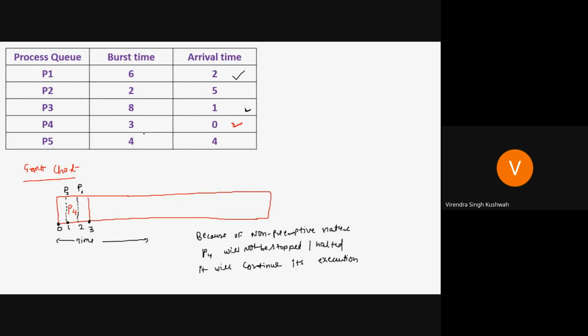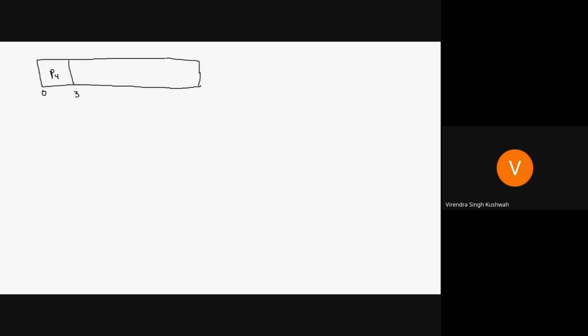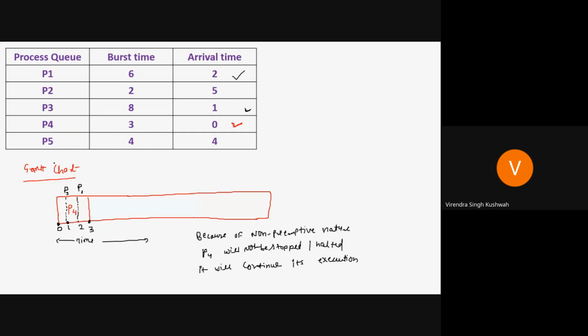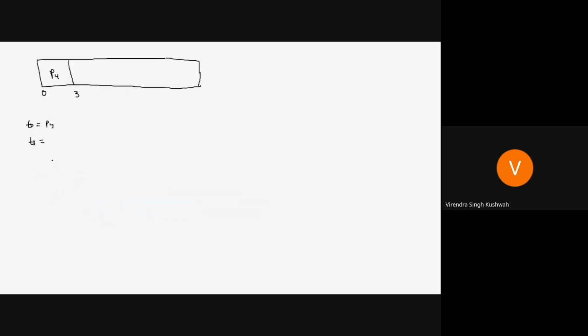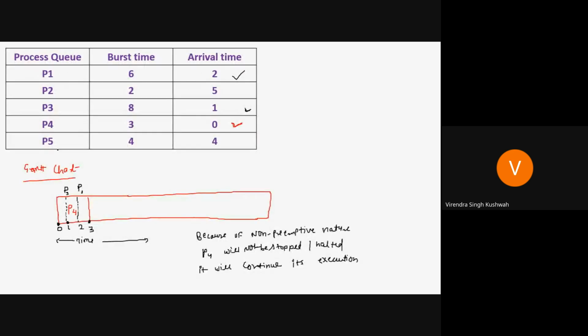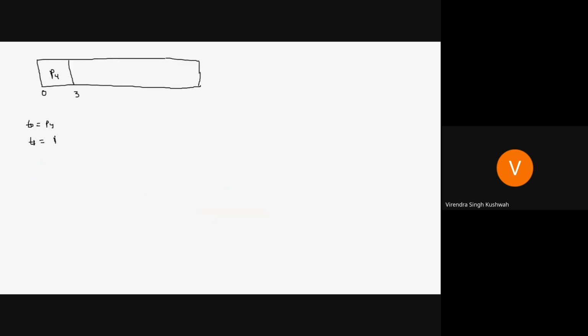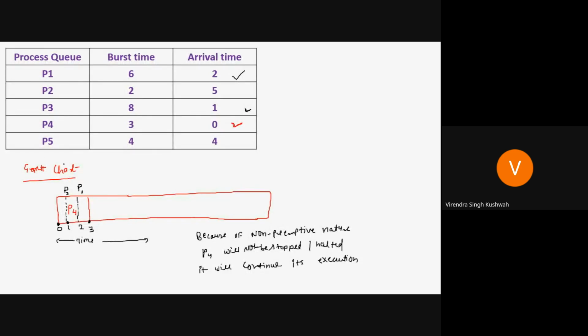Process P4 will continue its execution up to 3. At the time T0, process P4 was started. At the time T1, arrival time, we can say process P3 is coming, and at the time T2, process P1 is coming.